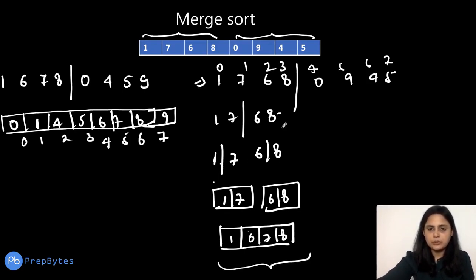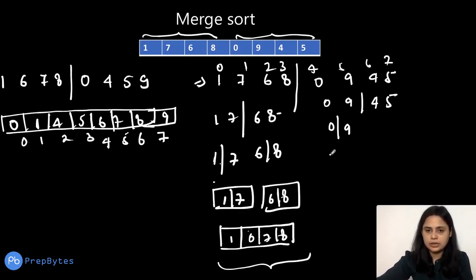Okay, now I'll continue the same operation in the second half of the array. So now we had 0, 9, 4, 5. So I put a division over here. So I have 0, 9, 4, 5. I again put a division here. We have 0, 9. Okay. So now in 0, 9, again these two arrays are sorted. I combine them. We get 0, 9.